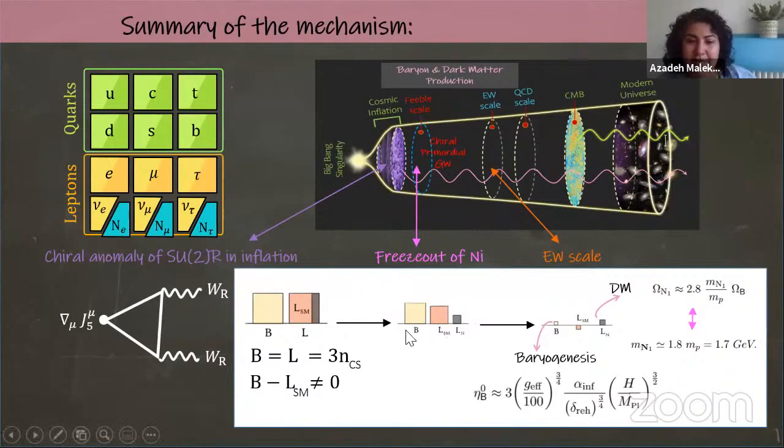Then after the freeze out of these right-handed neutrinos, we will have some final baryons, standard model leptons, and right-handed neutrinos, which eventually will get to their final values. The final baryon number generated in this mechanism is given by this relation, which is directly given by the scale of inflation, and also this alpha inflation, which is related to the efficiency of gauge field production in this mechanism. If the lightest right-handed neutrino is feebly coupled to the rest of the standard model, then omega dark matter is related to omega baryons by this, which gives us the mass of this N1 as the dark matter candidate to be around 1 GeV.